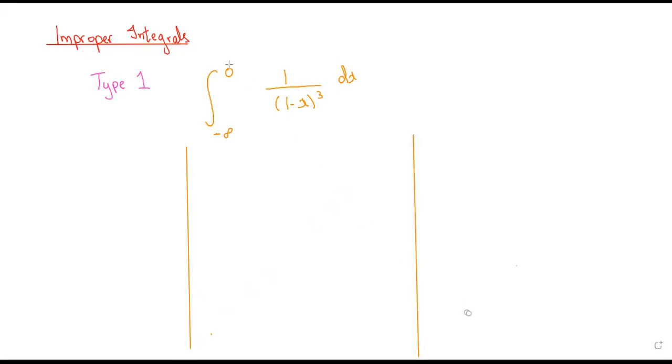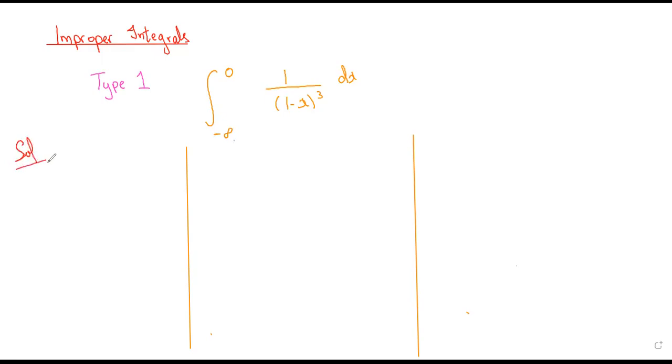Now what do we see? Step 1 is to identify if this is a proper integral or not. That is very easy, right? This is certainly not a proper integral because one of the limits of integration is infinity. So this is infinity and this is basically an improper integral. So I know how to deal with improper integrals now. I'll again do the working.